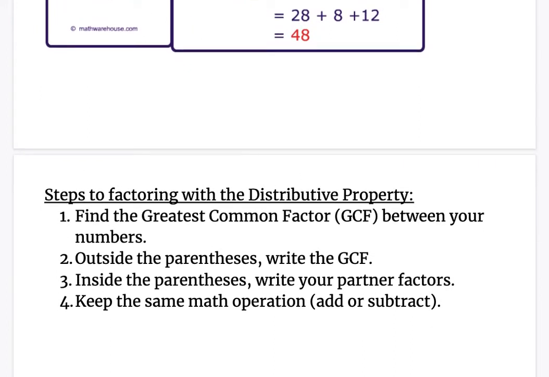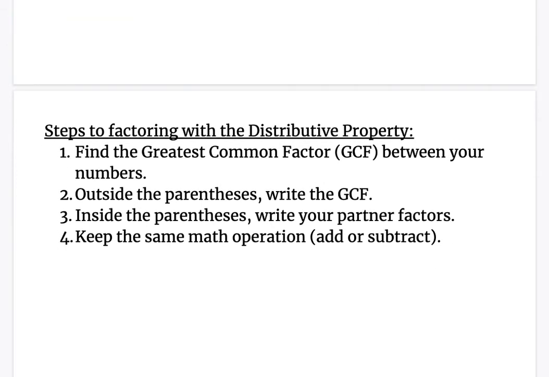So here are the steps that you're going to want to jot down that will help us solve problems like that. The first step is to find the greatest common factor, or GCF, between your numbers. Then outside the parentheses, you're going to write the GCF. Inside the parentheses, you're going to write your partner factors. And then you're going to keep the same math operation inside, whether it's addition or subtraction. Make sure that you jot this down in your notes before we move on and show you how to actually follow those steps.